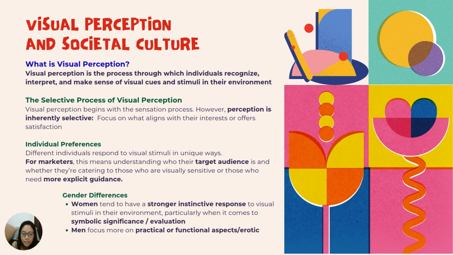It involves constant interaction between the individual and their surroundings. As we process visual information, we don't just passively absorb everything around us. Instead, we focus on certain cues based on our interests, motivations, and social context, and filter out the rest. This means that each person's visual perception is unique to them, influenced by individual experiences and cultural background.